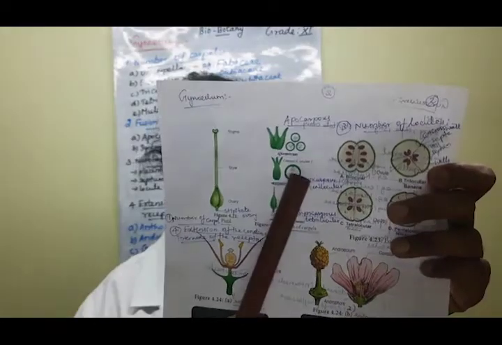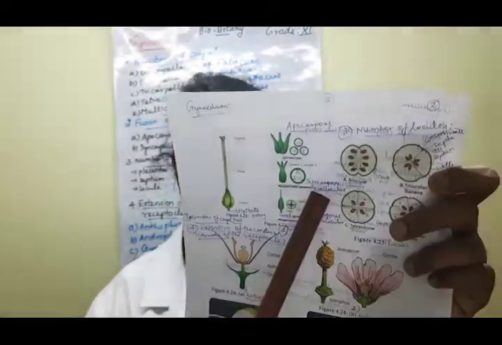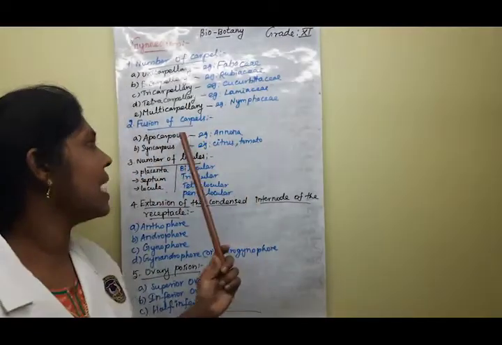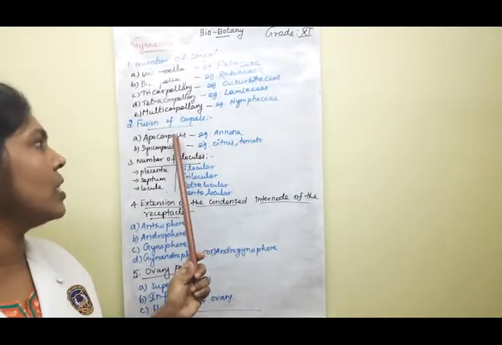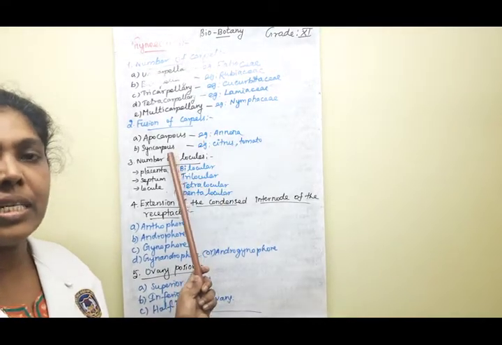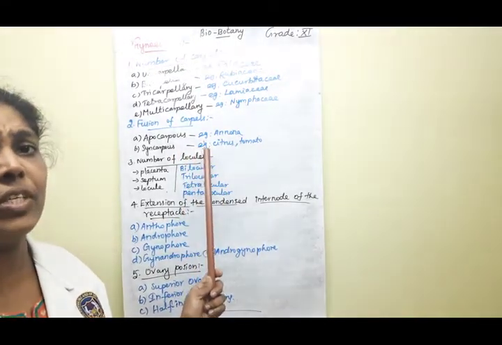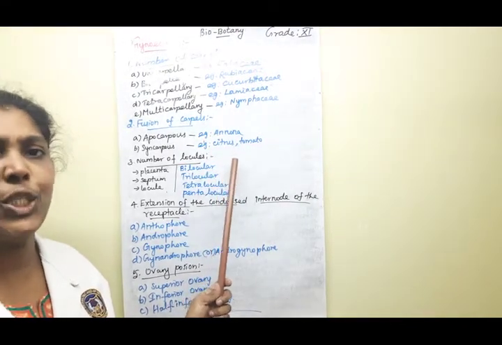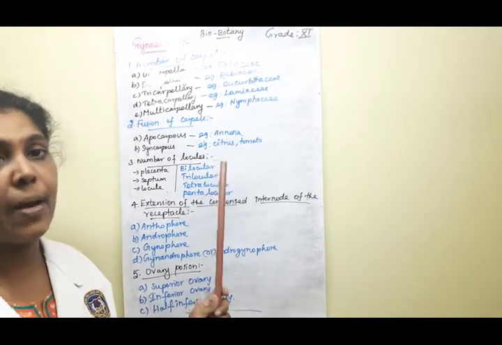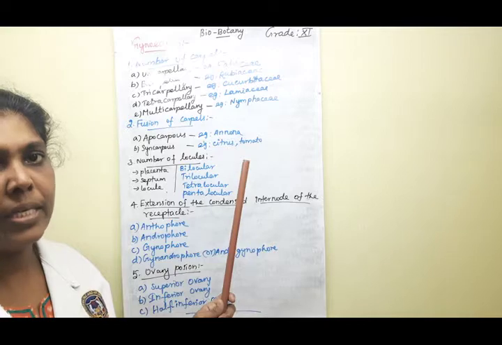Understood? So this is the example, this is the condition. If you clearly see, this is the diagram of a syncarpous condition. So here they mention two terms for the fusion of carpels. One is apocarpous, that is Annona, and the second one is syncarpous. Examples of family members are citrus and tomato. These specimens come under the syncarpous condition. Understood? Say yes or no. Yes, good. Don't forget these terms, children.